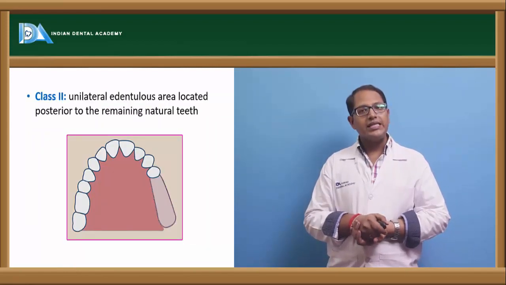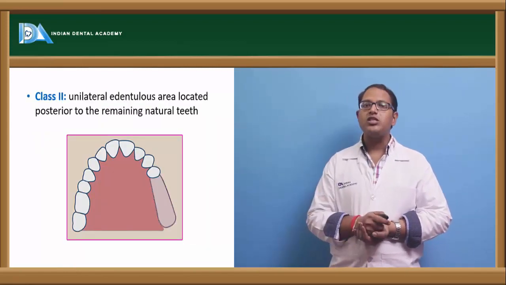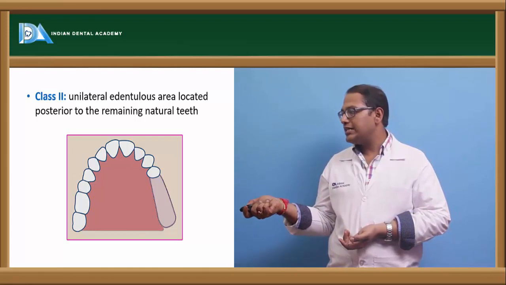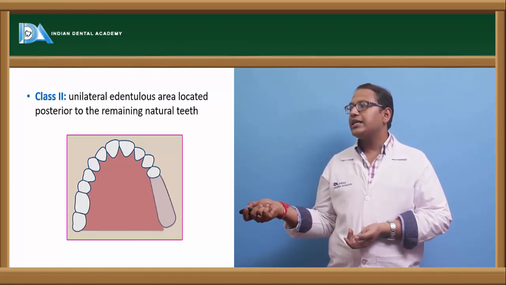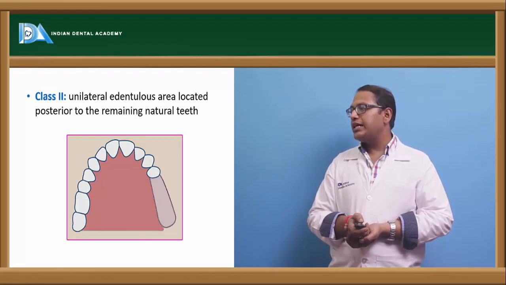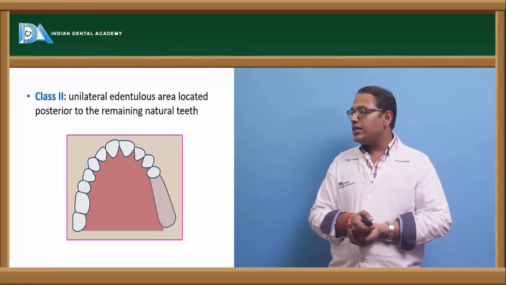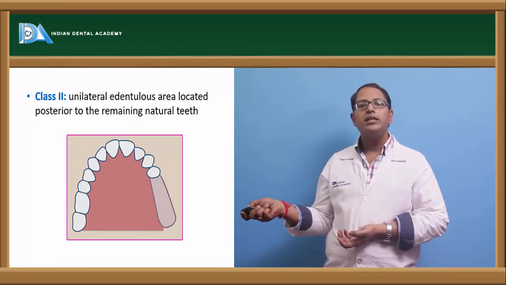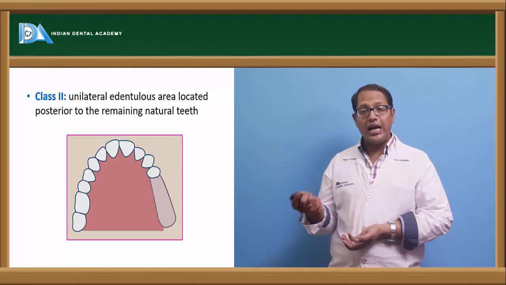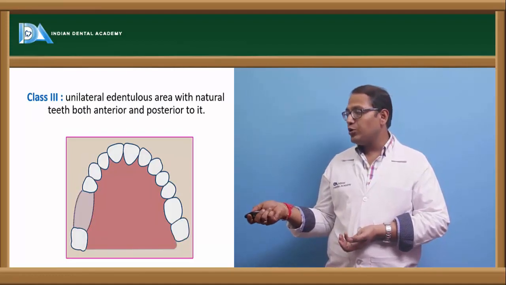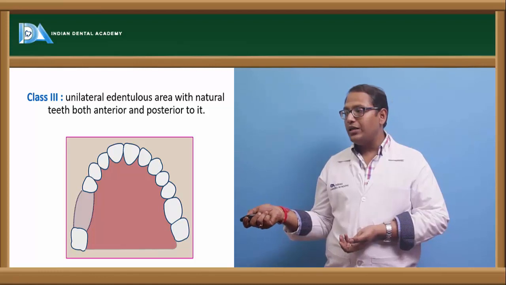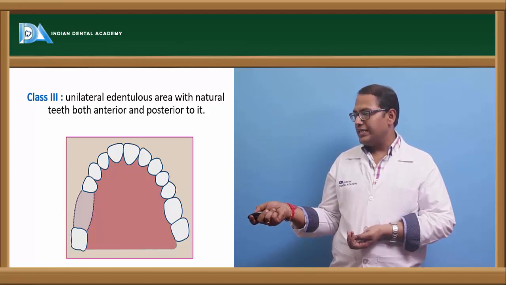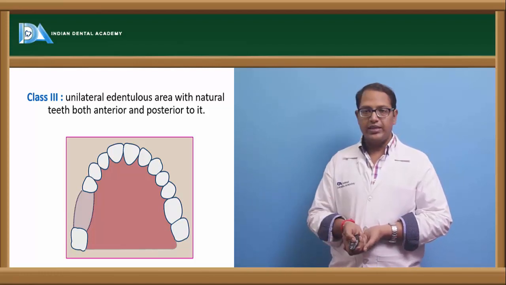Now what is Kennedy's class 2? If that kind of condition is not present bilaterally on both sides and is present only on one side, that will be termed class 2. That is a unilateral edentulous area located posterior to the remaining natural teeth. Class 3 is when both sides are supported by tooth. So class 3 is the only tooth supported removable partial denture. That is a unilateral edentulous area with natural teeth.